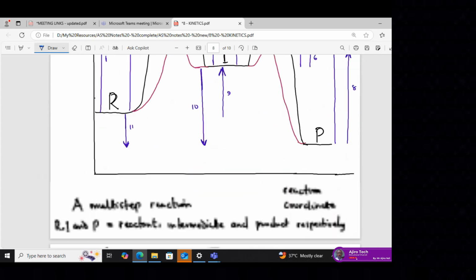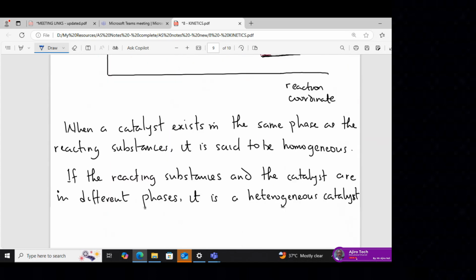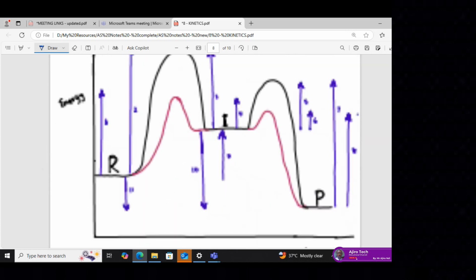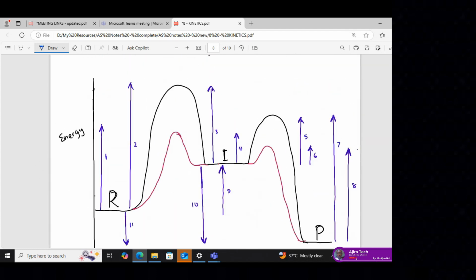Now, this is a multi-step reaction. Pay attention. Catalyzed and uncatalyzed. The black one is uncatalyzed. The red one is catalyzed. Are you there? Yes. R is reactant. I is intermediate. P is product.